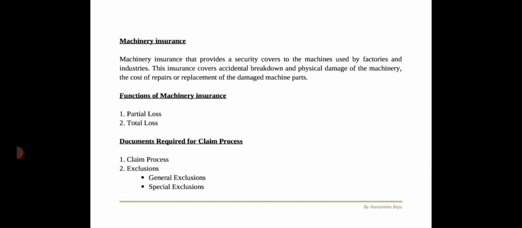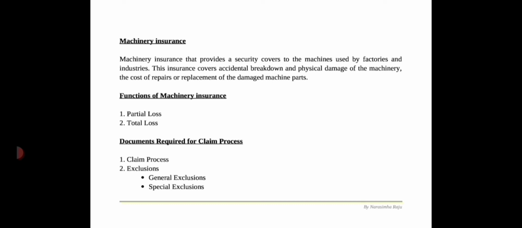The next topic is functions of machinery insurance. The main function of machinery insurance is that it basically helps organizations using machines. It covers the loss that the business may face due to the sudden breakdown of the machinery. The organization gets money from the insurance company for the repair or replacement of the machinery as per the need and requirement. This insurance helps organizations grow by overcoming such losses.